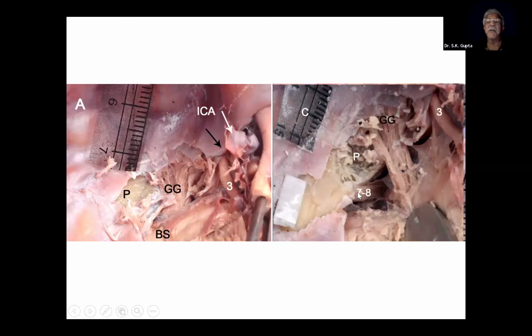And you should not go beyond the 7th-8th complex because this causes injury to the 7th-8th complex as well as the ICA and its branches. So this is the limit of petrous bone drilling.